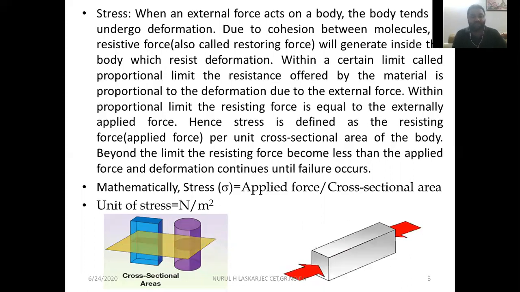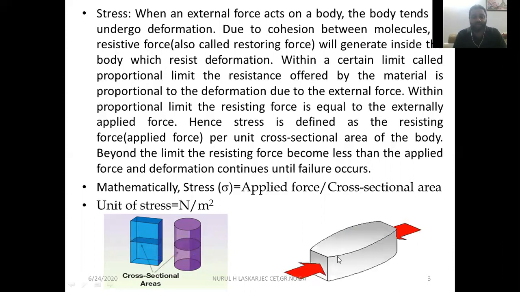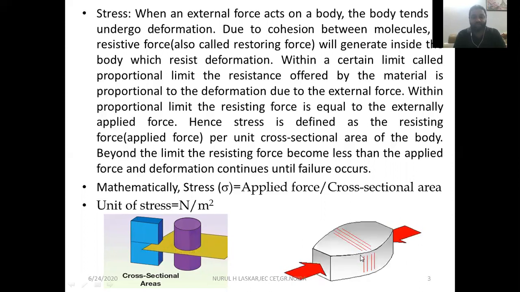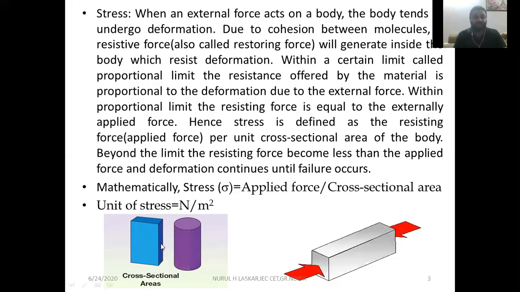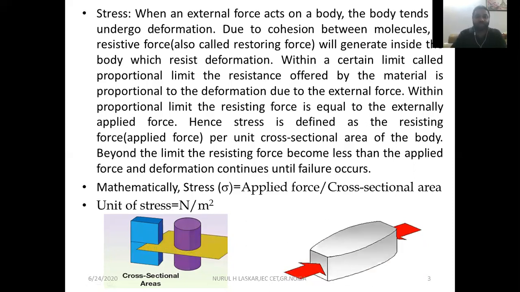See in this animation, compressive force is applied to a body and the body gets deformed, and after a certain limit, the body fails. So mathematically, we can say that stress is equal to applied force divided by cross-sectional area. What is cross-sectional area? See this animation, I have shown what the cross-sectional area is. If you cut a body, then the cut section is the cross-sectional area. And the unit of stress is Newton per meter square.